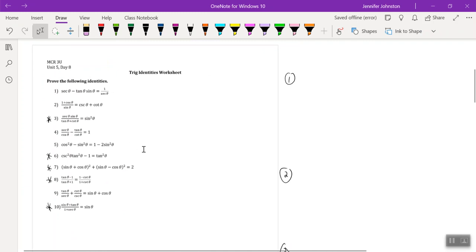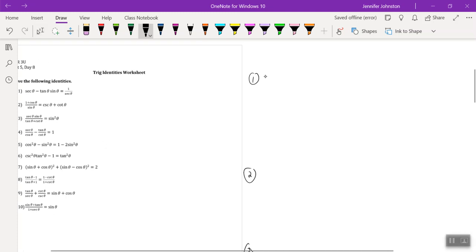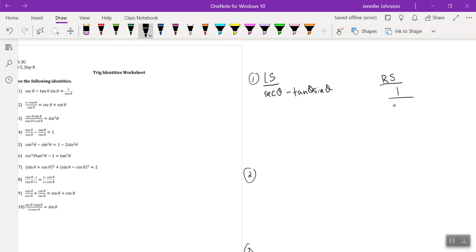So as you can see here, I've starred a couple of the more challenging ones. So if you wanted to skip ahead on the video and check those out, you're more than welcome to. But I'm going to go through each and every one individually. All right, so the first step is to write out our left side and right side. So the left side, or LS, of our first one, we can see it's secant theta minus tan theta sine theta. And then on the right side, our RS, we have 1 over secant theta.